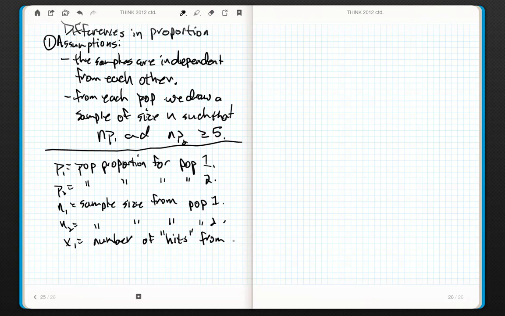From N1. In other words, I take a sample size of 600. I say, do you favor candidate A? X1 would be the number of women that said, yes, I favor candidate A. Okay, so let's see, X2 equals number of hits from N2.